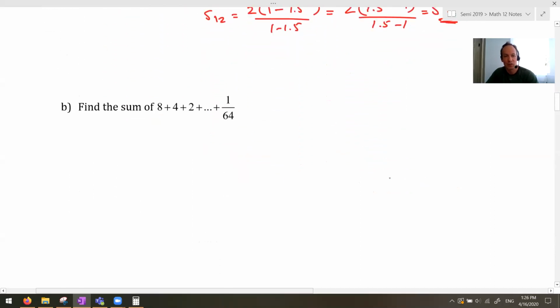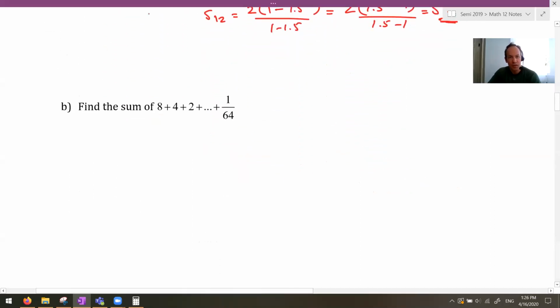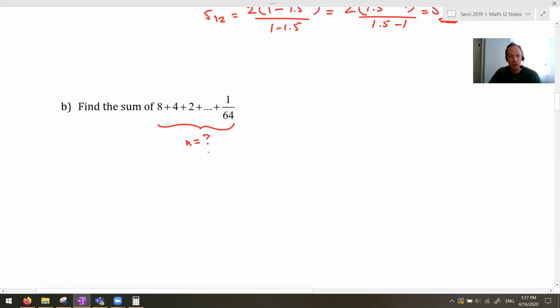Okay, moving on to the next one. Find the sum of this. So the one thing about this question, the reason I picked this one, is because in this case, you actually don't know what the number of terms is. How do you figure out the sum of n terms when you don't know what n is? You've got to do a little bit of work to figure it out.